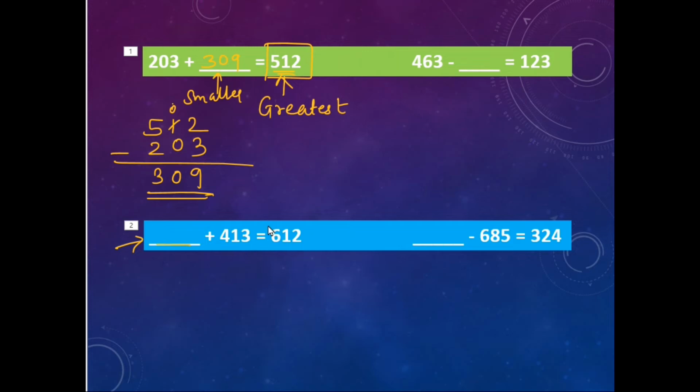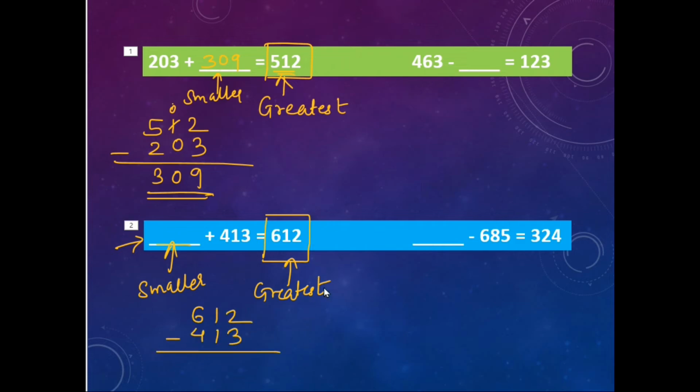Again, because it is an addition statement, we know that the sum has to be the greatest number. So this is the greatest number over here. So again, the number which is missing is supposed to be the smaller number. So to find the smaller number, again we'll go for subtraction, because subtraction always gives us the smaller answers.